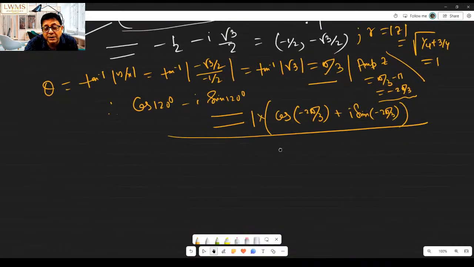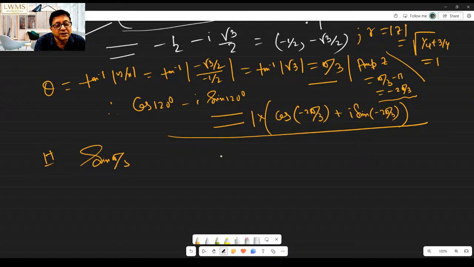Let us do one tricky sum. Get the polar form of this complex number. Express sin pi by 5 plus i into 1 minus cos pi by 5.